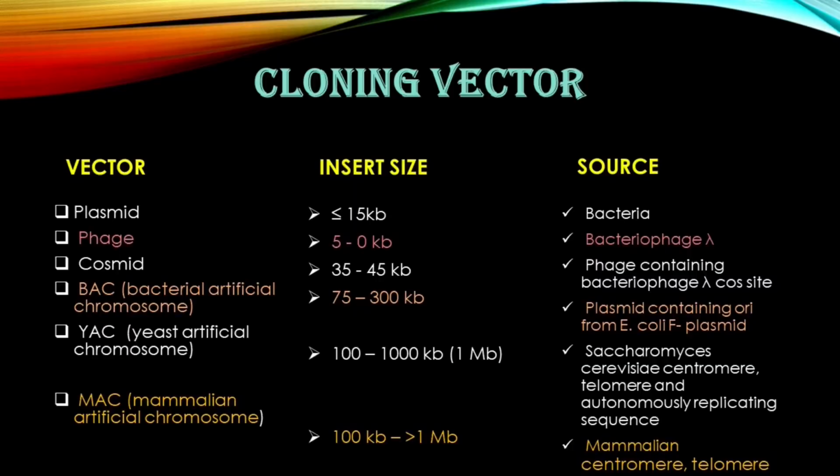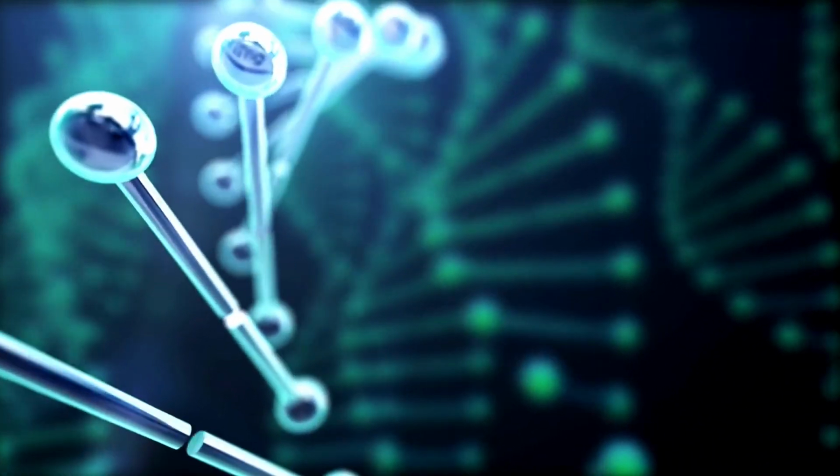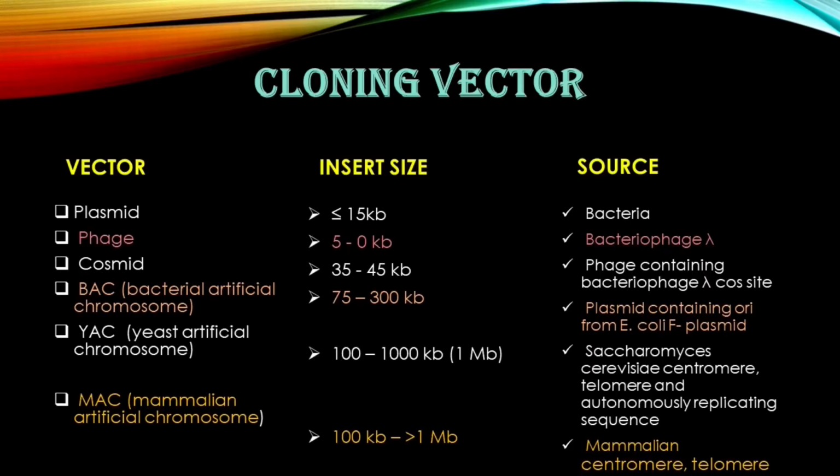And the phage vector, its insert size is 5 to 10 kilobase pairs, and it is derived from the bacteriophage lambda, and its use is genomic DNA cloning and complementary DNA cloning and expression library. Then the cosmid vector, its insert size is 35 to 45 kilobase pairs. It is derived from the phage containing bacteriophage lambda cos sites. It is used here for genome library construction.